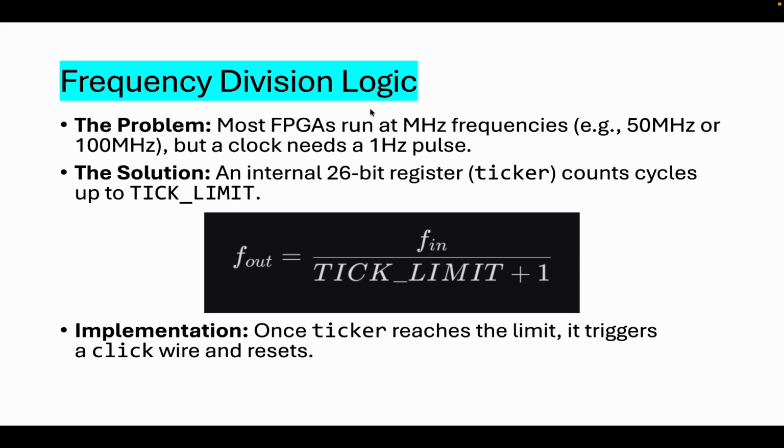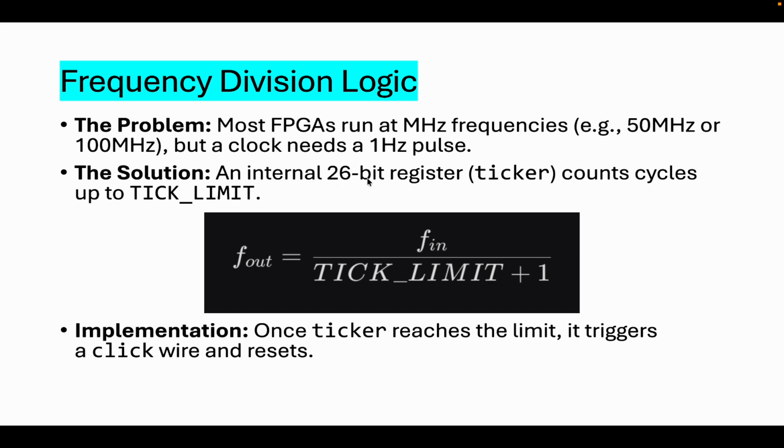First, we need to understand what frequency division is. The problem is most FPGAs run at megahertz frequencies, for example 50 megahertz or 100 megahertz. But a clock needs only a 1 hertz pulse. So you need to bring down that 50 megahertz to 1 hertz. How do you do it?